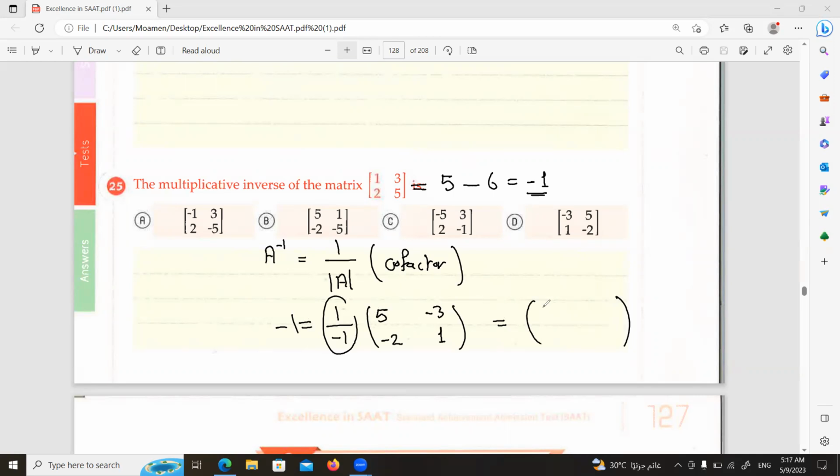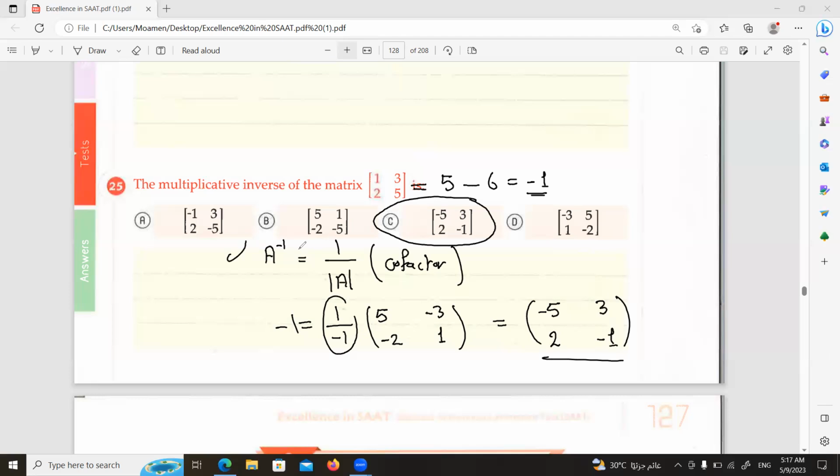طبعا 5 تايمز negative 1 يساوي negative 5، negative 3 تايمز negative 1 becomes 3، negative 2 تايمز negative 1 يساوي 2، وهنا negative 1 تايمز 1 يساوي negative 1. الإنسر بتاعتي يا جماعه هي ليتر سي. يبقى الإنسر بتاعتي ليتر سي وجبت الإنفرس.